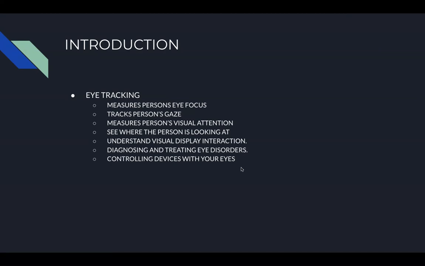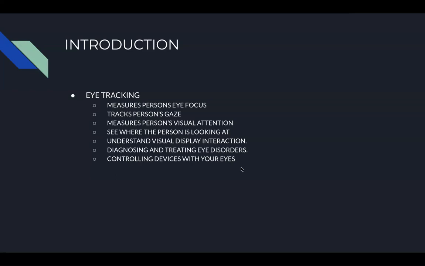It can also be used in understanding user behavior. Eye tracking can be used to understand how users interact with apps, websites, and other digital products. This information can be used to improve the user experience. Eye tracking is also being largely used in diagnosing and treating eye disorders. Eye tracking can be used to diagnose and treat a variety of eye disorders such as attention deficit hyperactivity disorder, ADHD, dyslexia, and autism spectrum disorder.